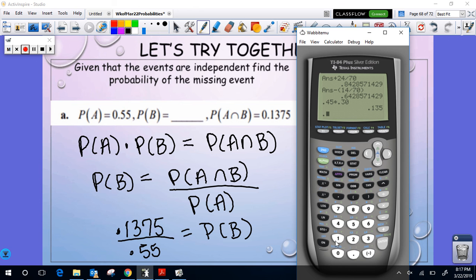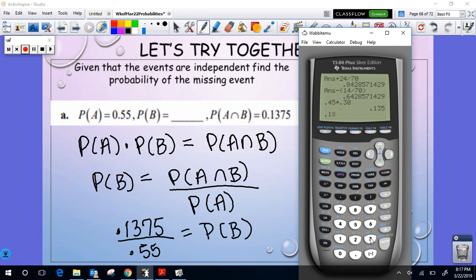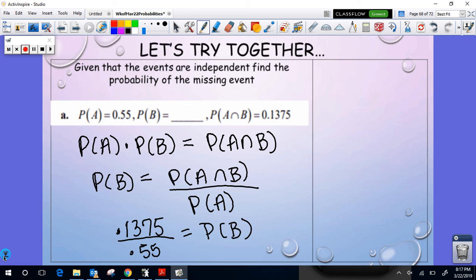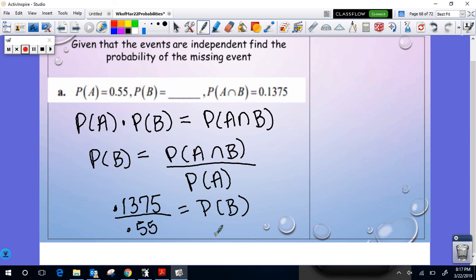So I'm going to say 0.37375 divided by 0.55 equals 0.25. So the probability of event B is equal to 0.25. And you can check this by multiplying these two, and you should get back that.